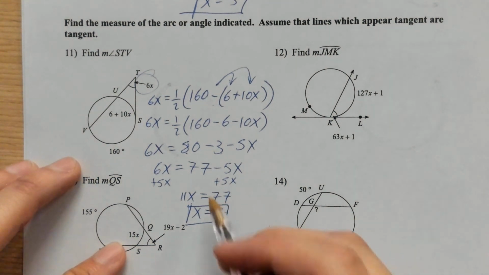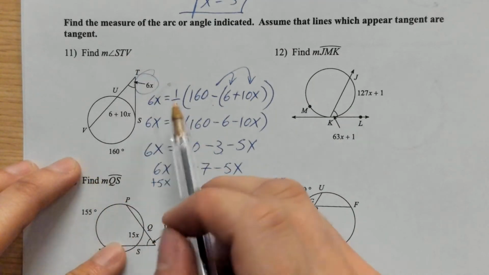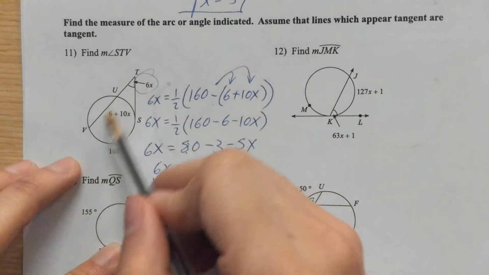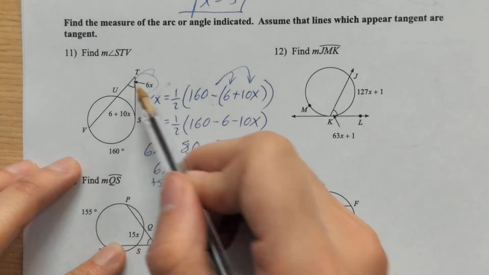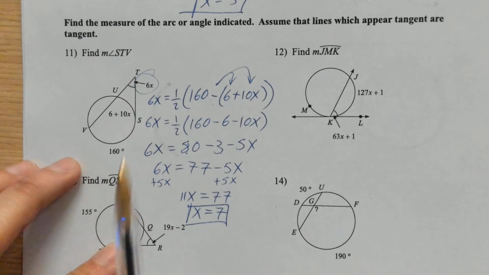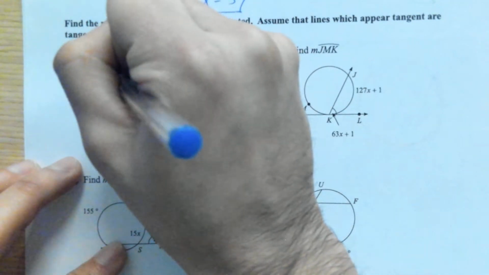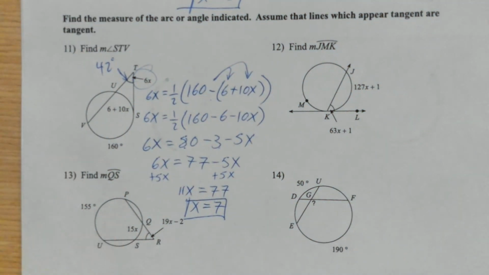And then I'm being asked to find angle STV. STV. So I'm looking for this angle. Well, the angle is just 6 times x. Well, x is 7, so angle is 6 times 7. That means this angle is 6 times 7, it's 42 degrees. And that's it.